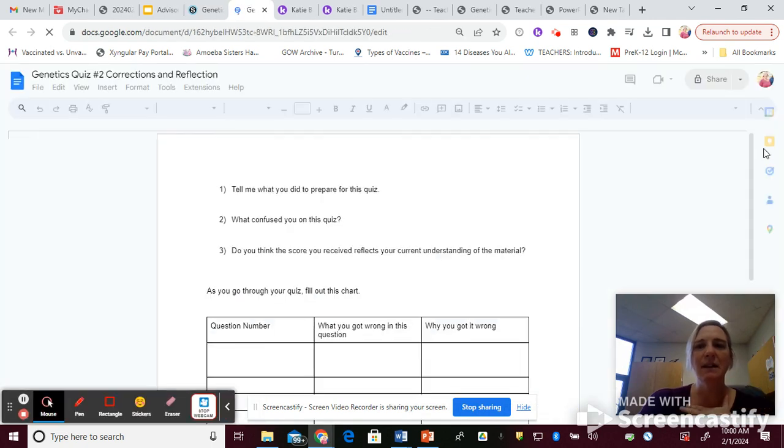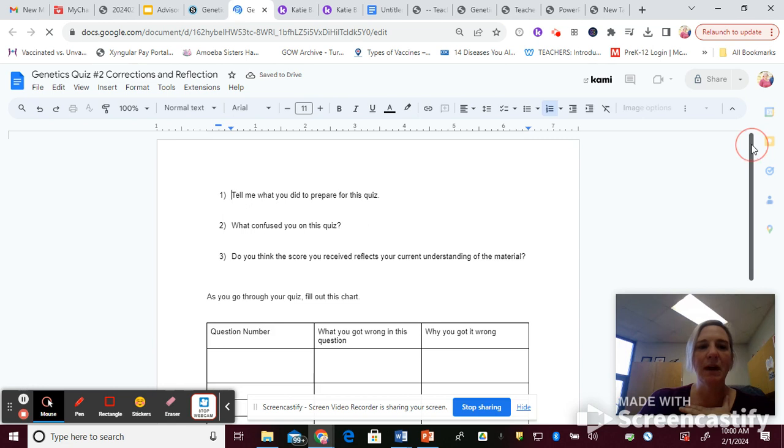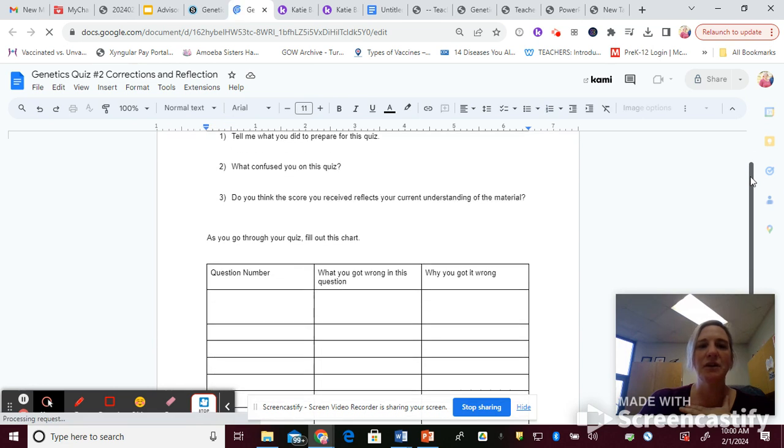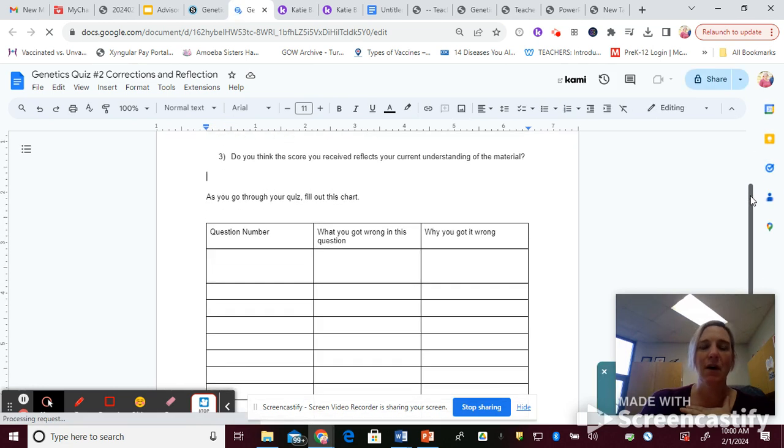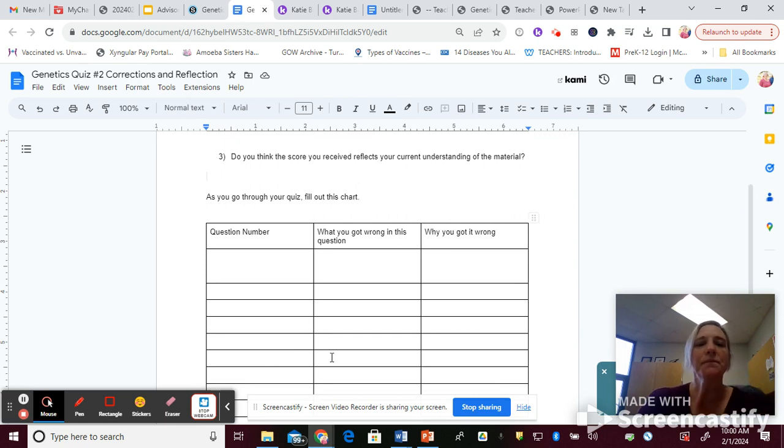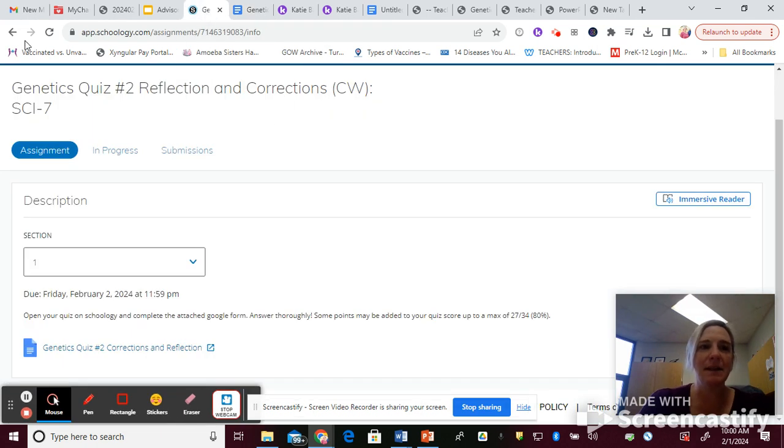It's a little bit different. You've got some questions to answer, and then you're going to fill out this chart. What did you get wrong and why you got it wrong? I want you to be more reflective. It's not like, tell me what the correct answer is, because I'm about to go over the quiz with you and you're going to have the correct answers. I want more of your thought process, and I want you to think through what you got wrong and why you got it wrong. I want to sort of see that growth. And if you need to add more rows here, you can. So that is the first assignment.